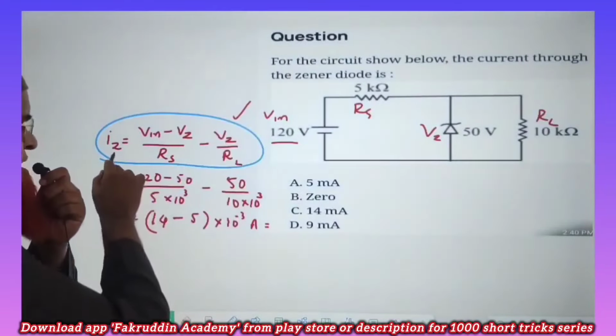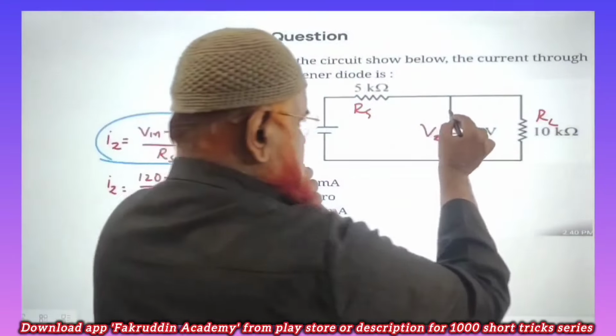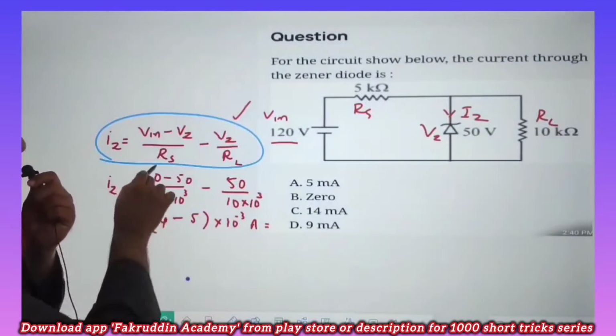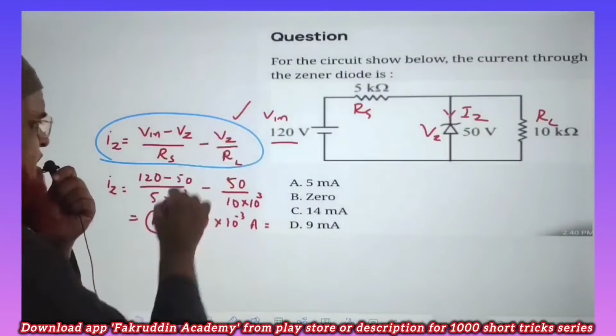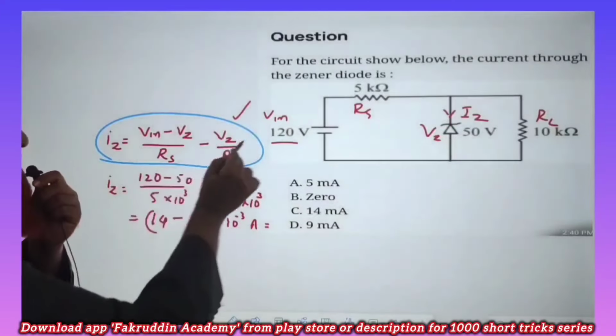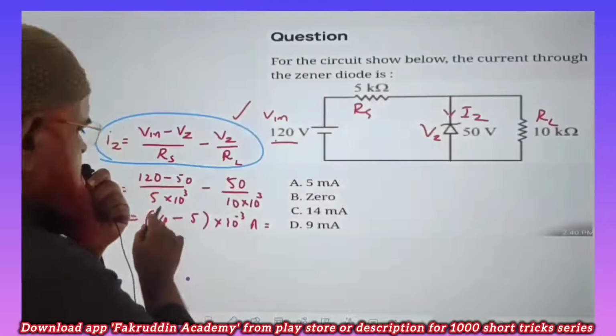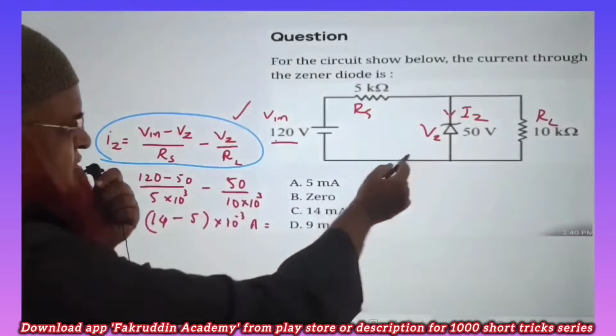What is that? We are asked to find the current across the Zener diode. So the current across the Zener diode is (Vin minus Vz) by Rs minus Vz by Rl. Apply this formula directly. So Vin is 120, Vz is 15, Rs is this one, 5 kilo ohms, so 5 into 10 power 3, and this is 50 again.